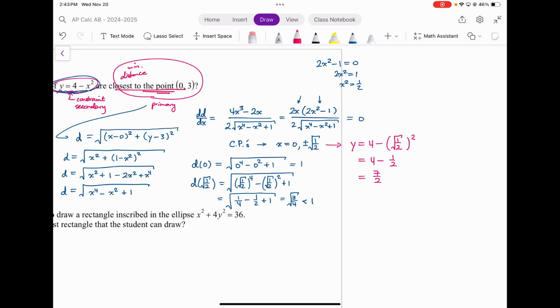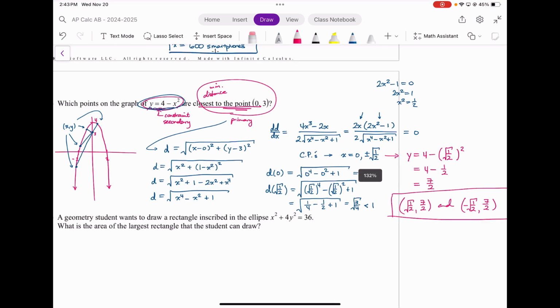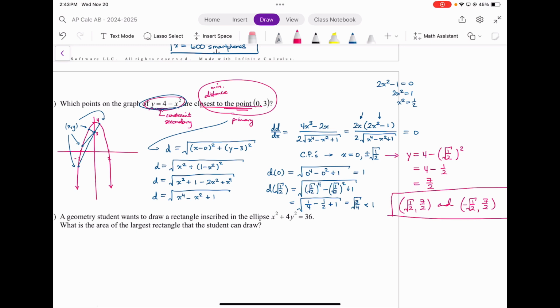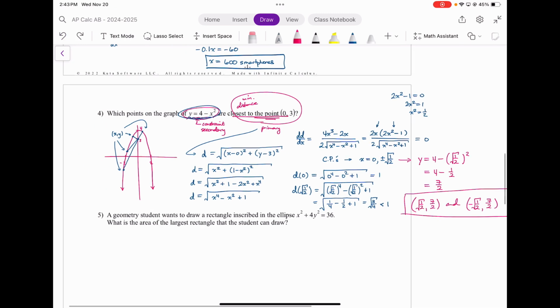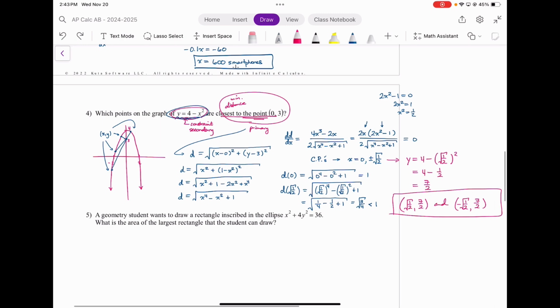So the closest points are square root 1/2, comma, 7/2, and negative square root 1/2, comma, 7/2. Now, if they asked what is that minimal distance, we would give them this number, right? This is the actual minimized distance there. But they're asking for the points, which are these two things. So anyway, we did a problem very similar in class, right? Hopefully this makes some sense.